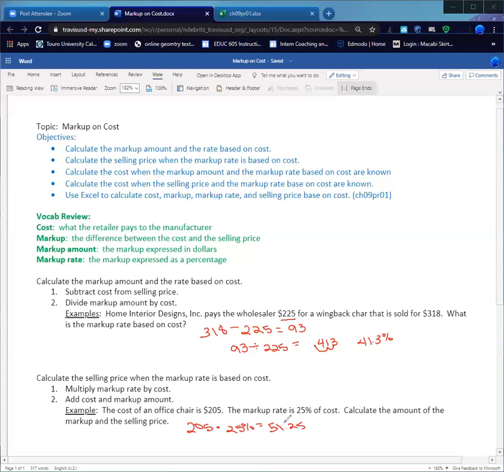And then I'm going to add that to the cost. So this right here is the markup amount, and we're going to add that to the cost, which is the $205. And that's going to give me the selling price, which is $256.25. At any time during this process, if you need to pause the video so that you can write stuff down, please remember that you can do so. All right, moving on.